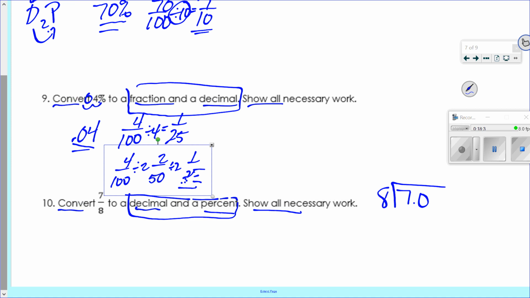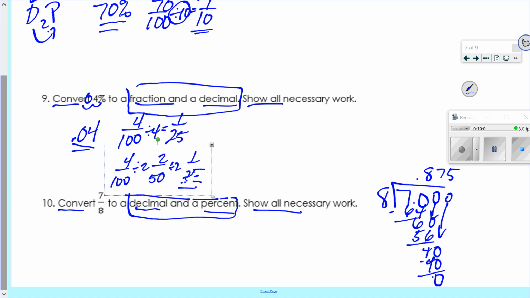It won't go into 7, so I have to add a decimal and a 0. That's going to go 8 times. 64 gives me a 6, still not a 0, so bring in another 0. Now it's going to go 7 times, gets me 56. I'm at a 4, still not at 0, so bring in another 0. And a 5. Now I finally made it to 0. Be careful if it says anything about rounding. You might need to round, but if it doesn't say to round, should I get rid of any numbers?